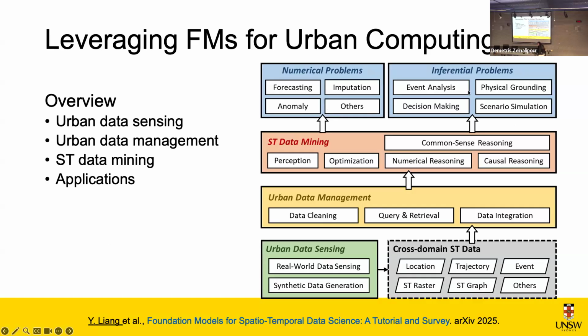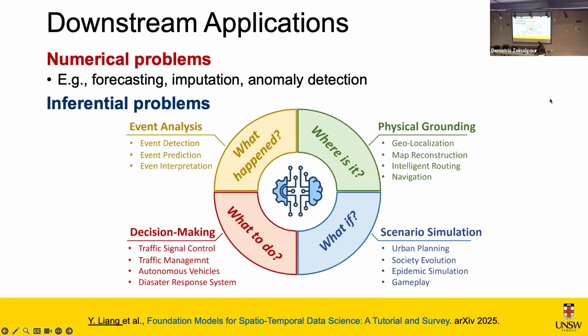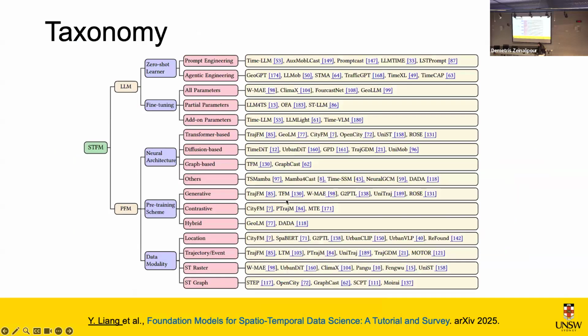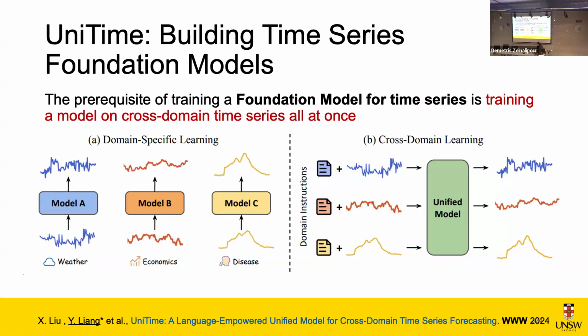forecasting, imputation, anomaly detection, but there are a lot of other ones that are not yet covered, like physical grounding, scenario simulation, decision making, analysis of events. The questions that you want to ask, for example: what happened, where is it, what if, what to do. And I will just give you an example.